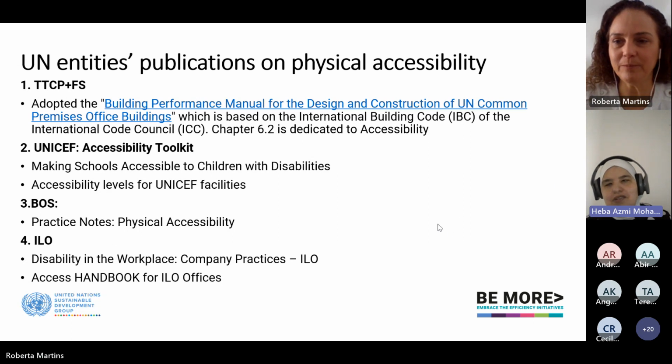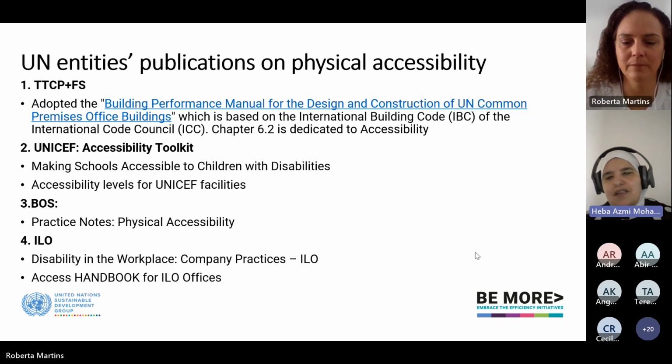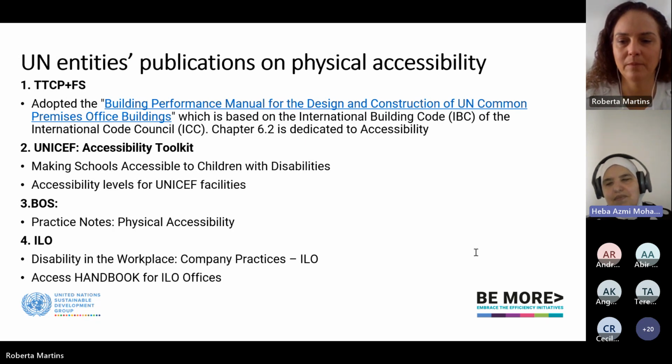All right, so these are some of the standards provided by different United Nations entities in order to promote physical accessibility. For example, we have UNDP, which adopted the Building Performance Manual for Design Instruction for Buildings and Offices. This manual is adopted from the International Building Accessibility Code, and we will provide a link to that at the end of our slides.